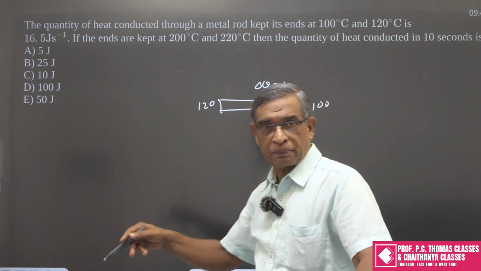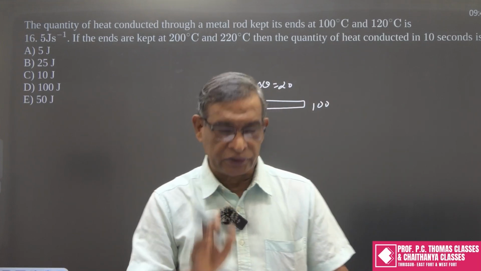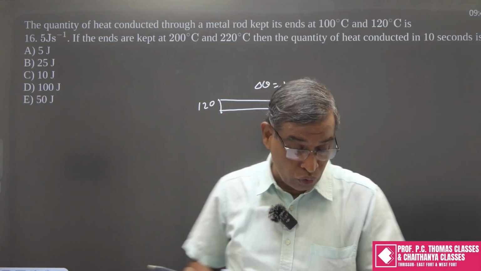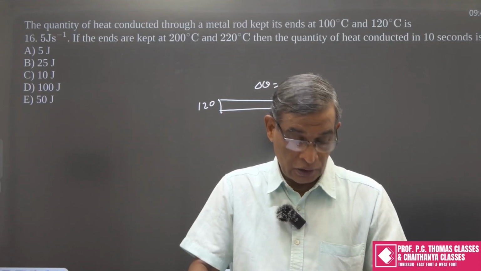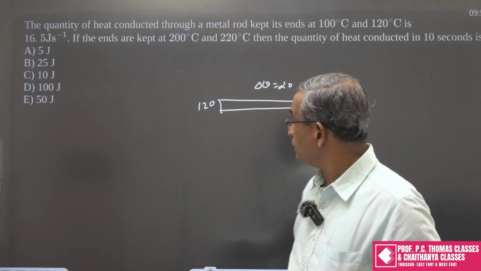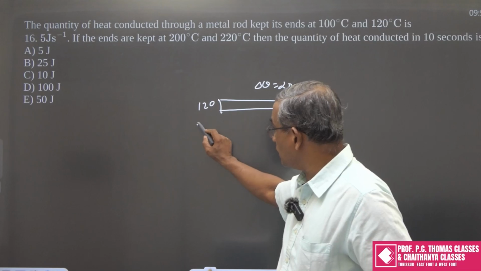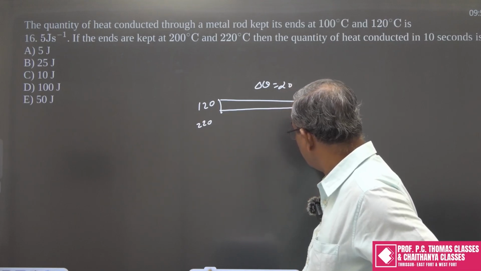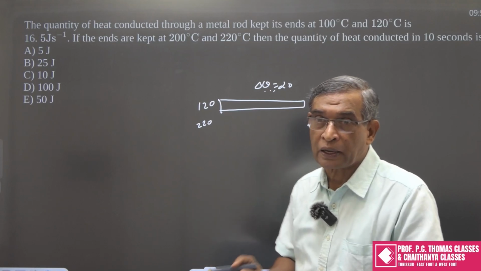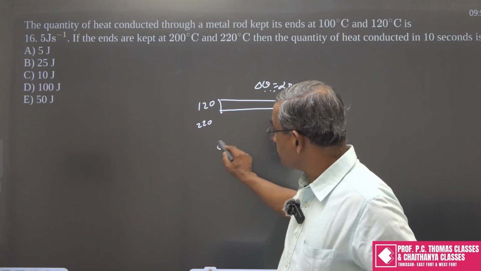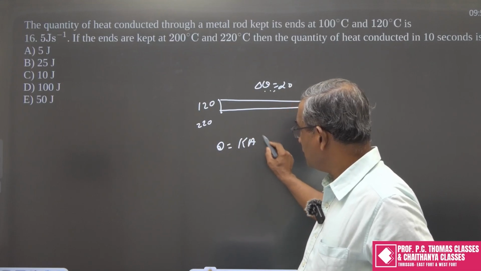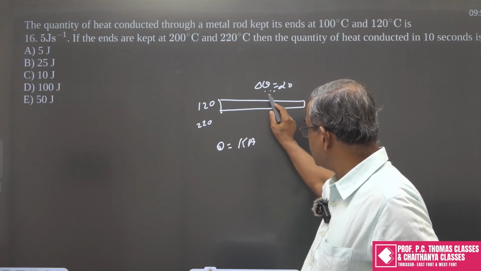Now, heat conducted per second under this situation is equal to 5 joules per second. It is given. Now, what is the question? If the ends are kept at 200 and 220, meaning here 220 and this is 200, still the difference remains the same. Delta theta remains the same. Heat conducted per second is given by KA (theta 1 minus theta 2), that is delta theta.